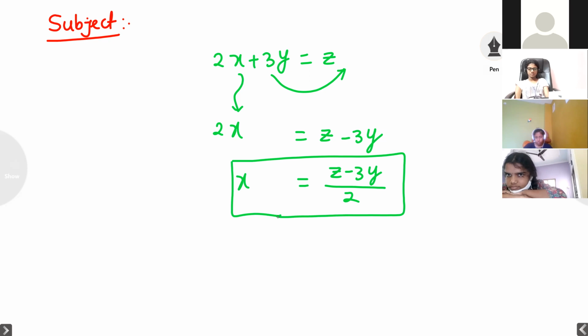I hope you are getting my point. Any variable I want to make as a subject, that variable we want to keep on one side and the remaining we want to transfer to the other side. Note down the concept.